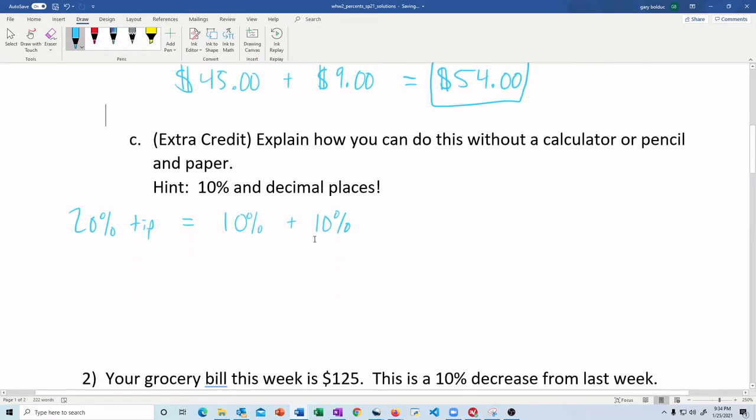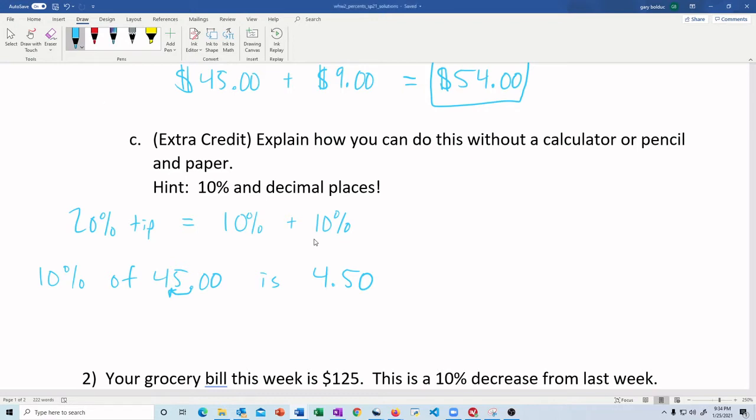And we know something about doing 10% of a number. 10% of $45. What's our trick here? When I do 10%, all I have to do is take my decimal place and move it one time. That's 10%. So that's my little trick. I use my 10% trick, and I know that $4.50 is 10% of my bill.